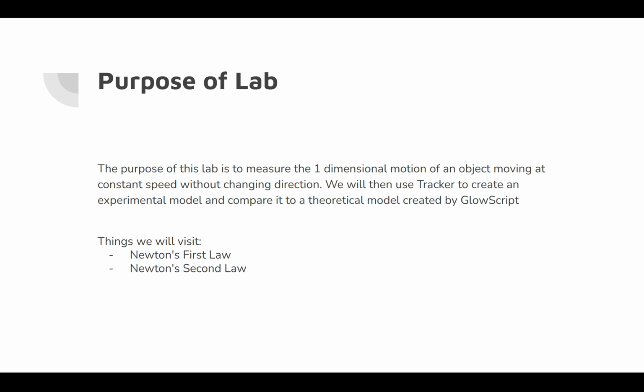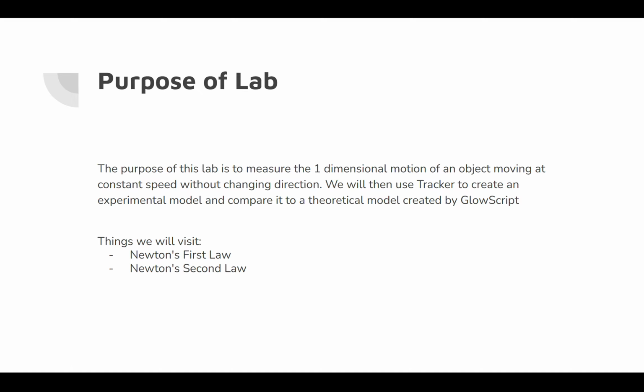So the purpose of this lab is to measure the one-dimensional motion of an object moving at a constant speed without changing direction. We will use Tracker to create an experimental model and compare it to a theoretical model created by GlowScript. So our object is a cart on rails. And then our observed position is being measured by Tracker, and our predicted position is being measured by GlowScript.